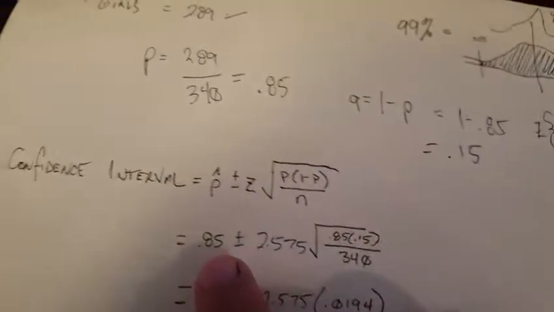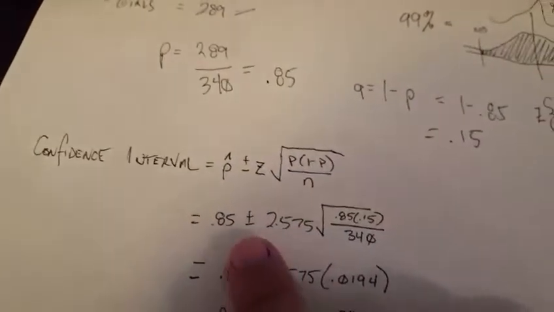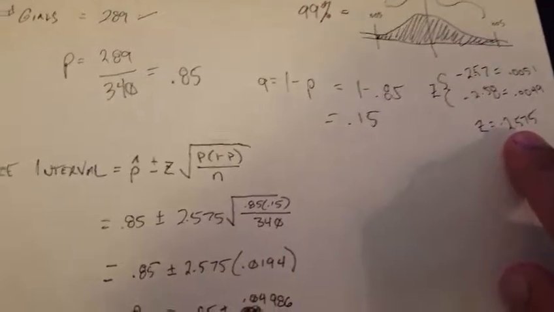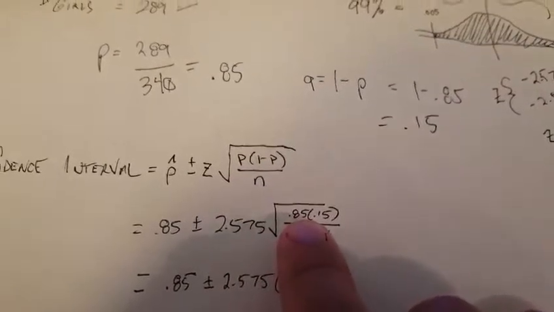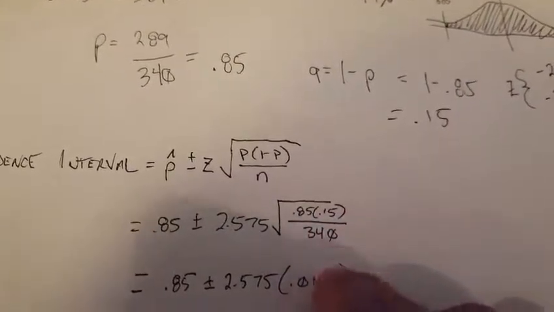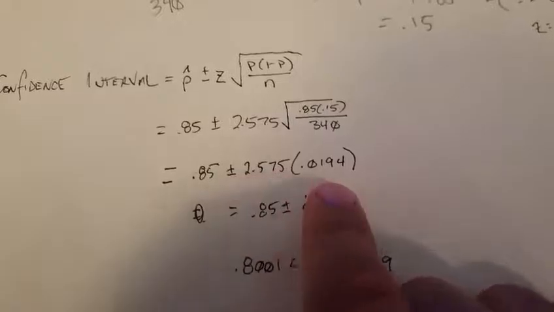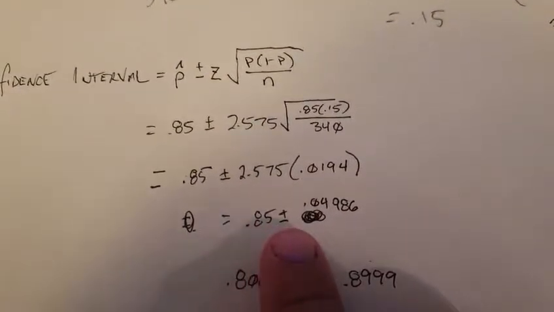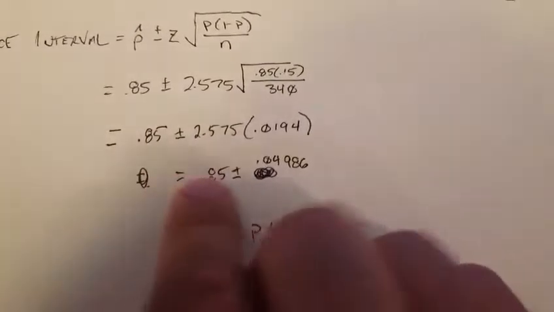Plugging the info in, we're going to have our equation look like this: 0.85, which is our probability of success, plus or minus our z-score, which we looked up from the z-table, 2.575, times the square root of p, 0.85, times 1 minus p, which is 0.15, over n, which we know is 340. Simplifying that, multiplying this part out, we get 0.85 plus or minus 0.04986. And then it's plus or minus, right?